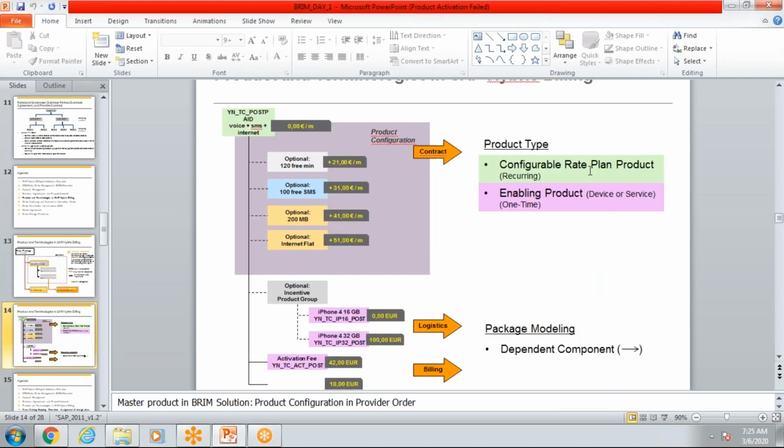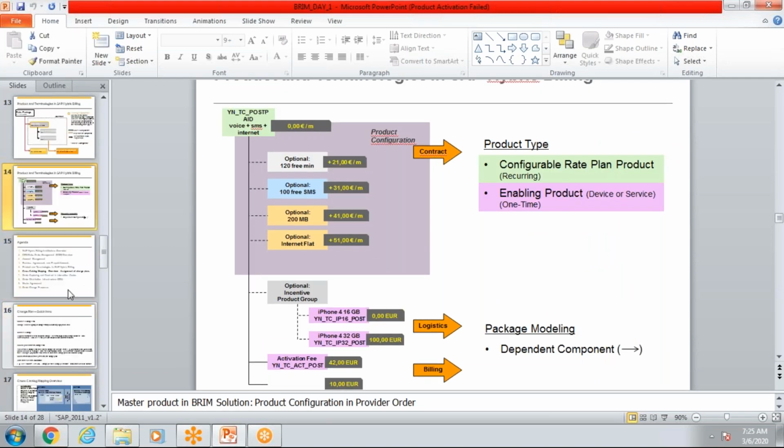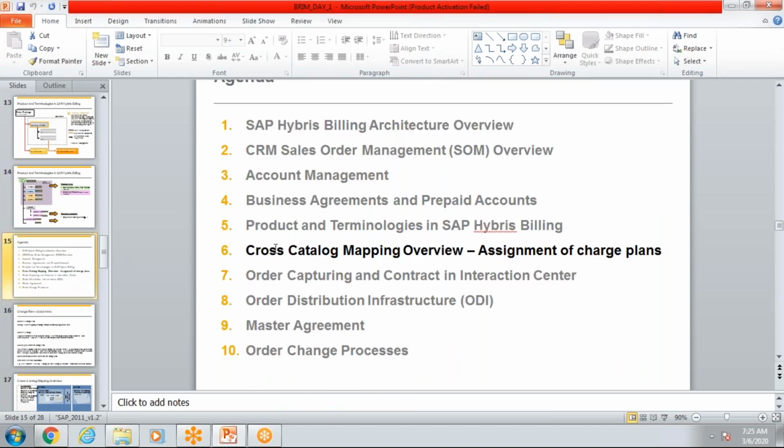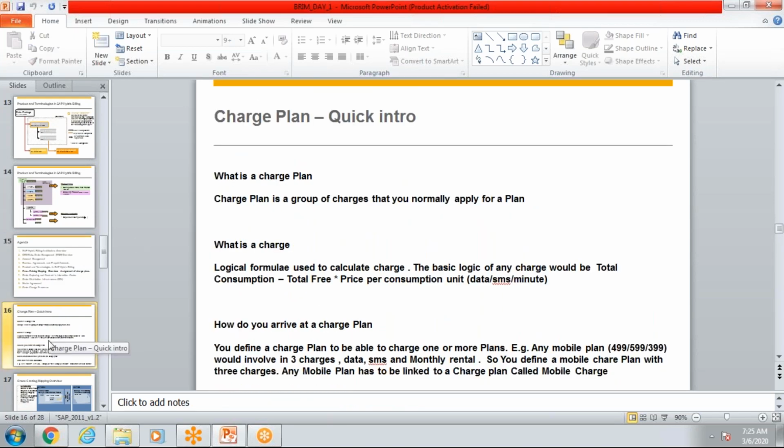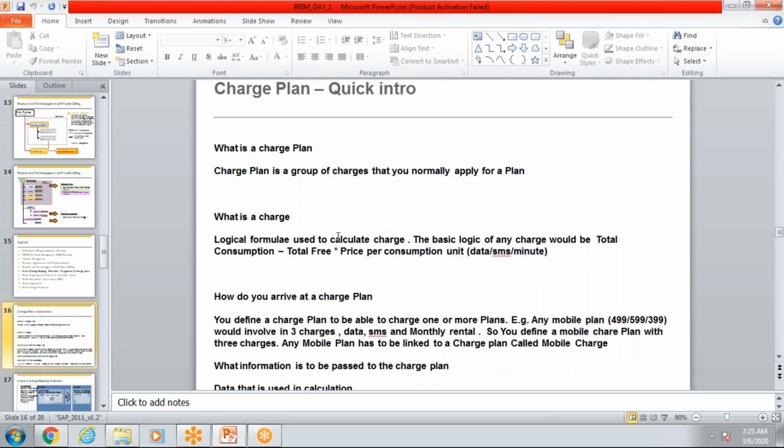Okay. So here also the same thing is given, and cross catalog mapping. Okay. In the convergent charging system, we have discussed that we will be defining logic for the plan. So if there are any free SMS or free data, we will be defining logic there that until the free SMS is finished, the customer should not be charged. He has to be charged after he consumes the free SMS.